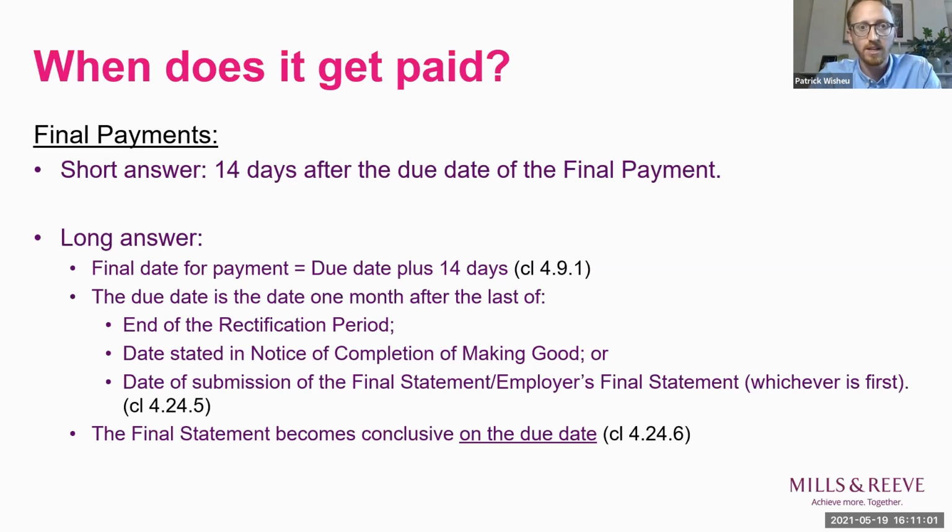So if the last of those 3 things is on the 5th of March, then the due date is the 5th of April. And it's really important to pay attention to what the due date is and make sure you get that right, because the final statement or the employer's final statement becomes conclusive on that due date as the amount to be paid and a whole host of other matters as set out in clause 1.8.